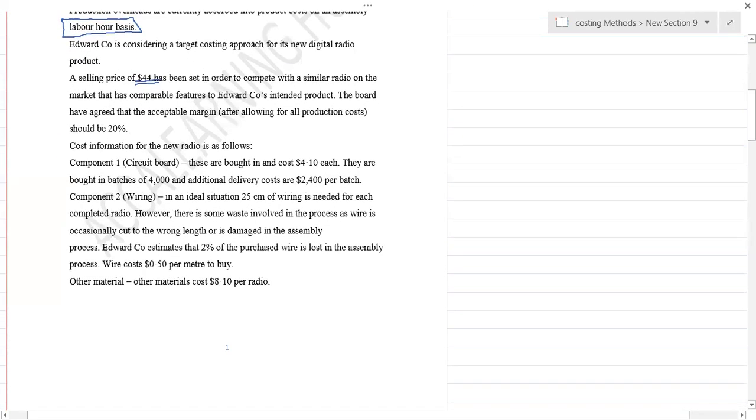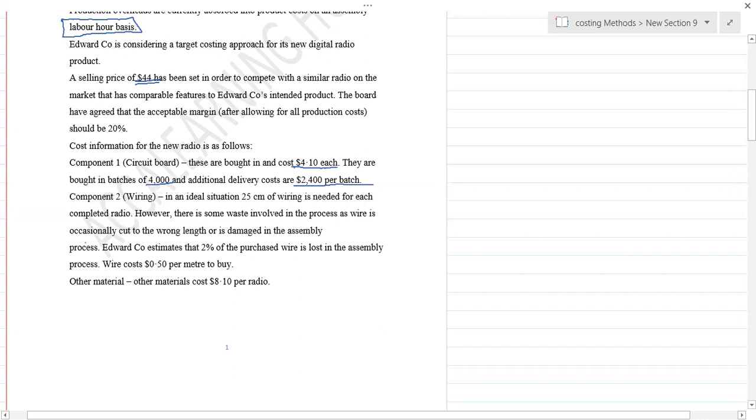Okay. Cost information for the new radio is as follows. This information is given for the calculation of expected cost. Component 1 is the circuit board. These are bought in and cost 4.1 each. The circuit board's unit price is 4.1. They are bought in batches of 4,000 and an additional delivery cost is 2,400 per batch. In one batch, you have 4,000 units and the per batch delivery cost is 2,400.